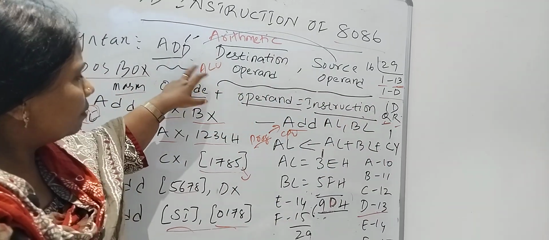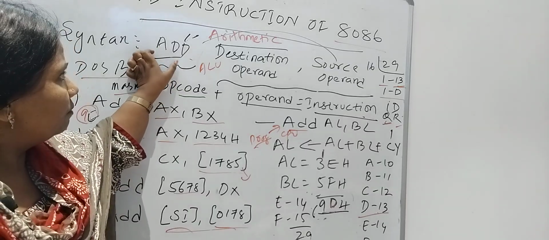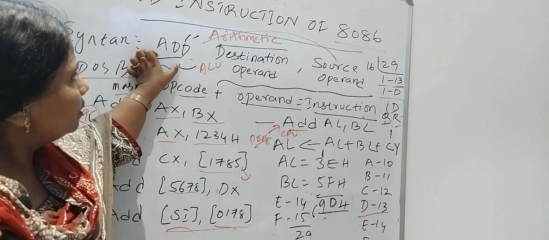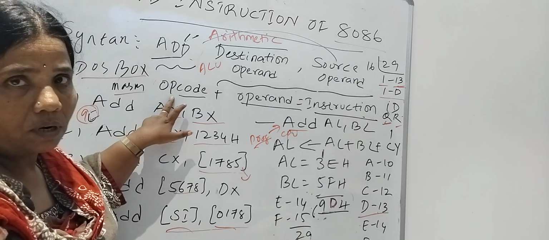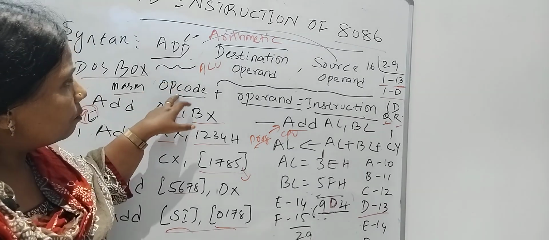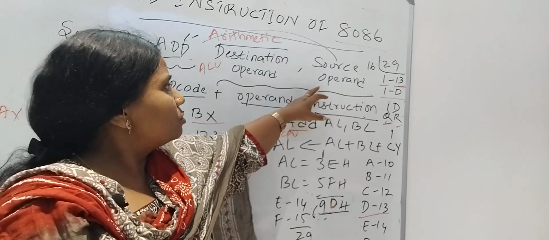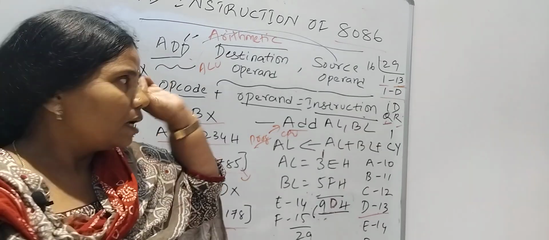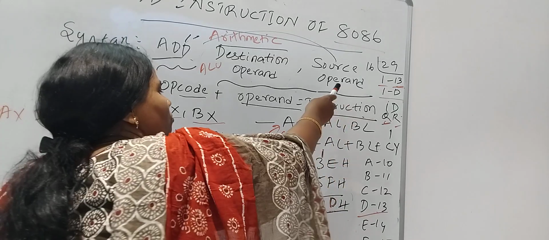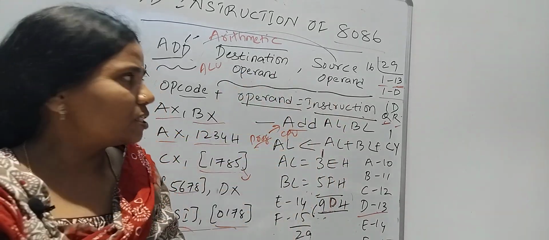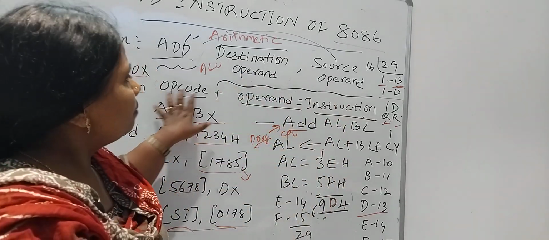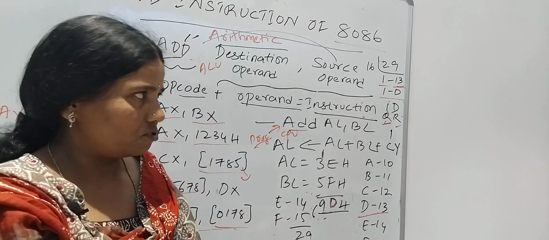This instruction is written with an English keyword, and that keyword is called the opcode. The data on which it is going to work is said to be the operand. There is a source operand and a destination operand. The rightmost one is the source operand and the leftmost is the destination operand. Opcode plus operands gives rise to an instruction.